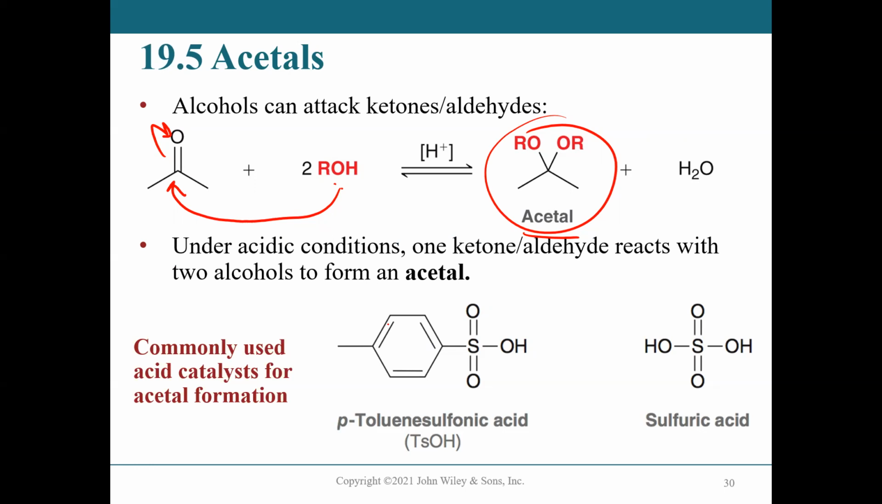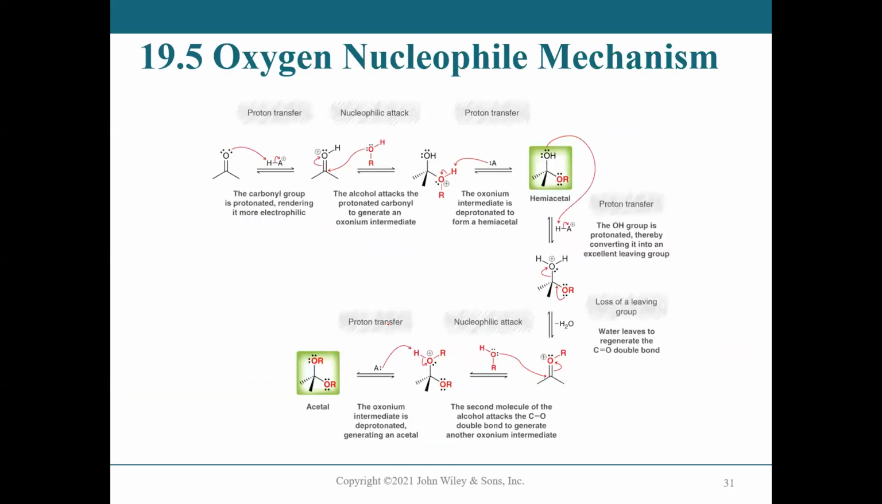Like I said, here's the mechanism to form the acetal. You have a proton transfer followed by a nucleophilic attack. Proton transfer makes this a positive charge, right? And then we'll have another proton transfer. Now we have our hemiacetal. Well, we call it a hemiacetal because we only have one alkoxy group. So then we have another proton transfer, loss of a leaving group, because water is an excellent leaving group. Then we have another nucleophilic attack, followed by a proton transfer, and we have our acetal.